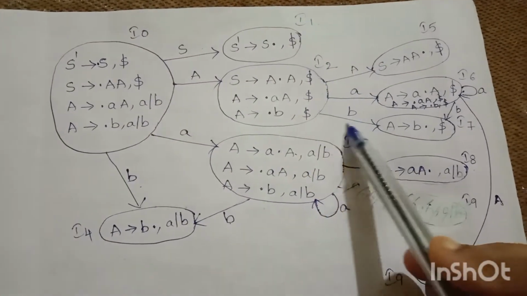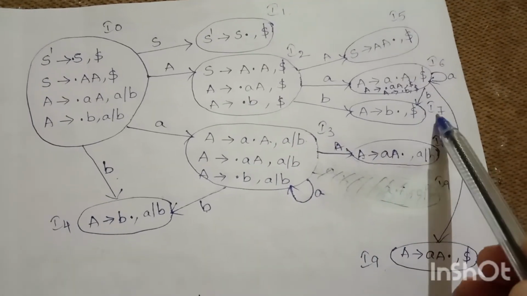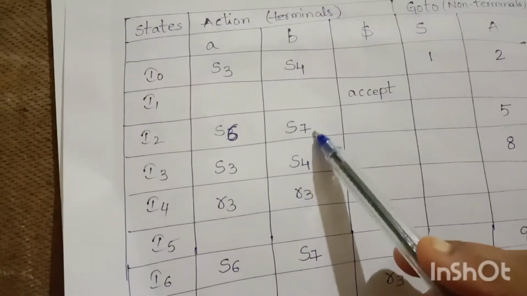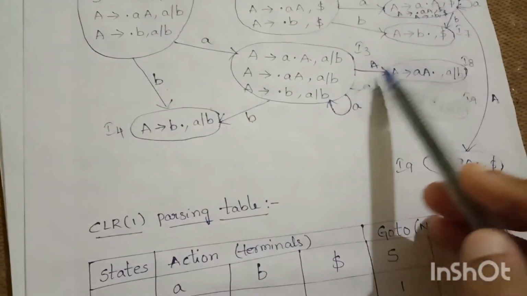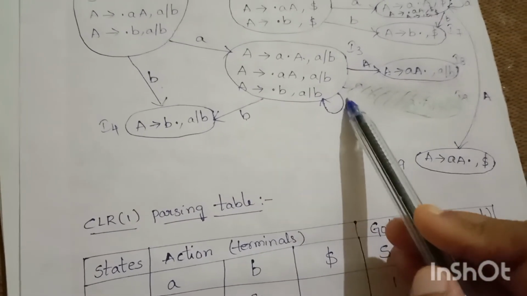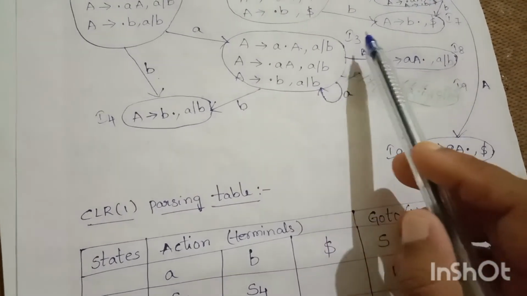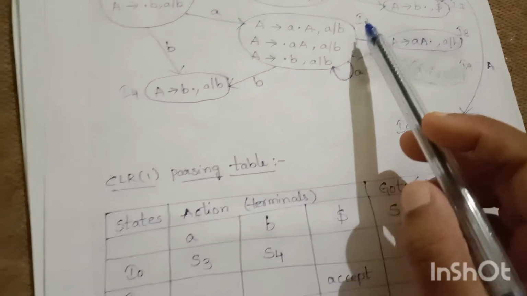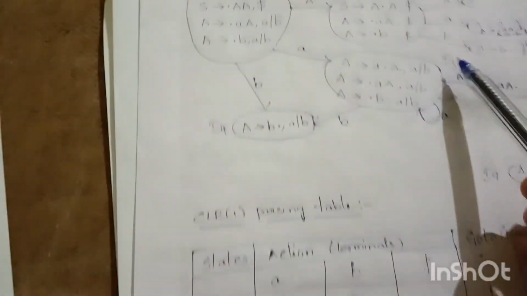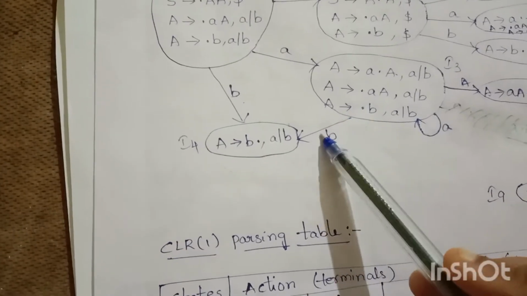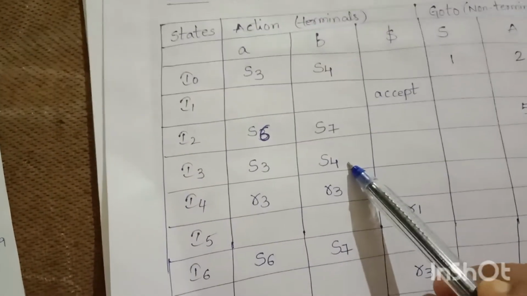And I2 on small b, it is moving to state I7. So I have written here S7. And I3 on small a, we have a self loop, that is in state I3. So we need to write S3. And I3 on symbol small b, it is moving to state I4. So you need to write S4.